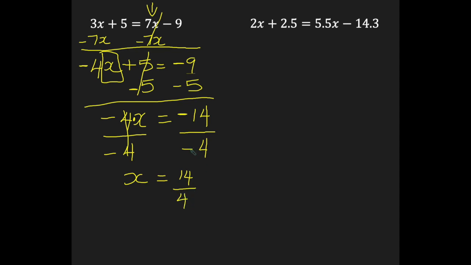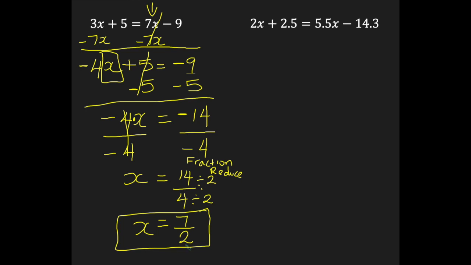Now remember, when they can't be divided evenly, you have a fraction. And what do we do with fractions? Yup, we reduce them. So your answer can be a fraction. So anytime your denominator cannot divide your numerator evenly, you have a fraction, just go ahead and reduce it. Both of these can be divided by 2. 14 divided by 2 is 7. 4 divided by 2 is 2. So your answer is x equals 7 over 2.